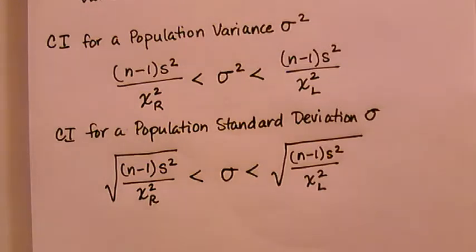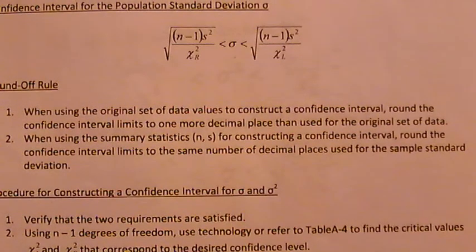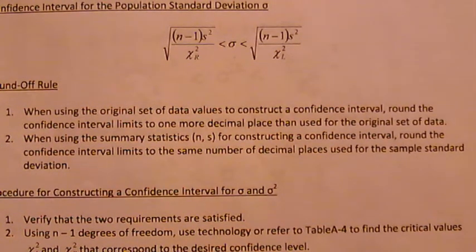Okay. And there is a round-off rule that you need to be familiar with. If we're using an original set of data values, then you're just going to construct the confidence interval and round the confidence interval limits to one more decimal place than used for the original set of data. Okay, so if your data values were all whole numbers, then you'll round your limits to one decimal place.